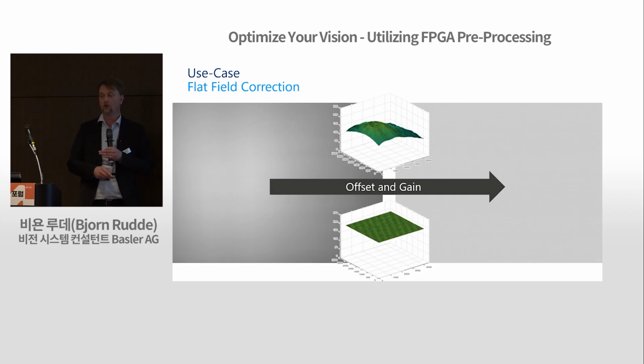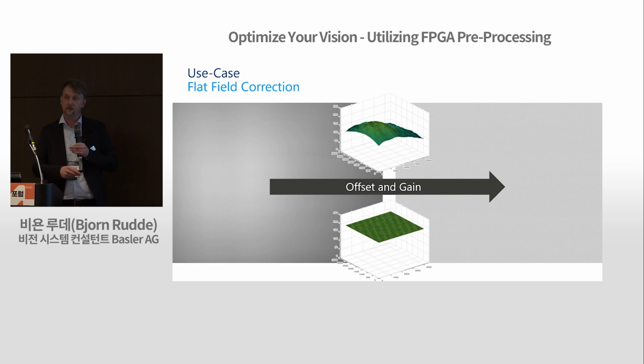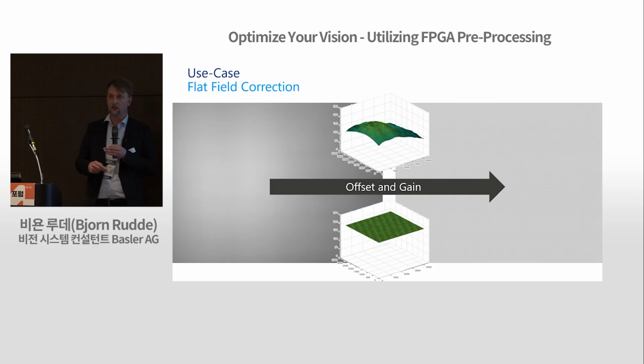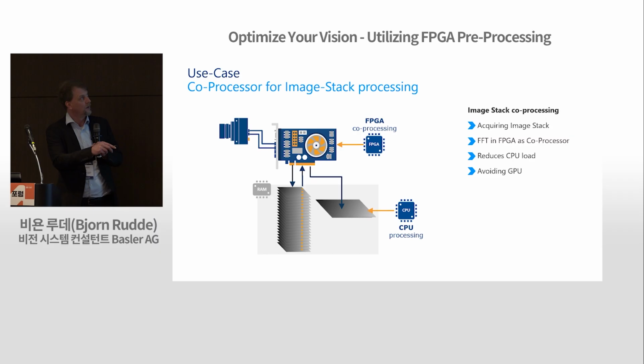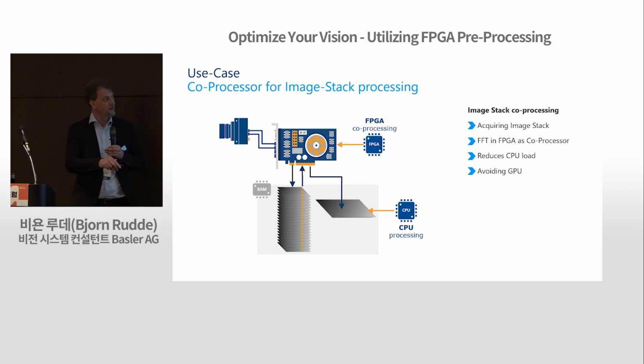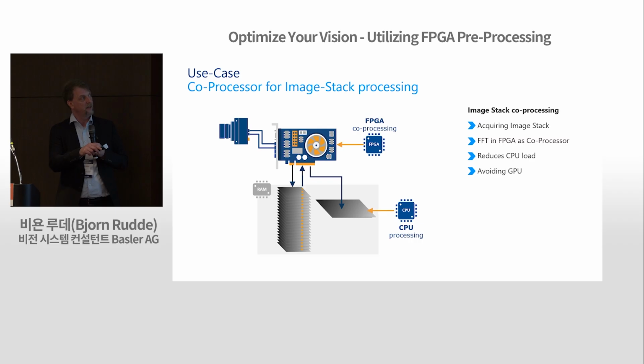Now we come to a more complicated use case. Here it's the frame grabber being used as acquisition and at the same time pre-processing device. So the camera is delivering the data into the host memory, so you can build up a stack for stack processing. And then the stack is sent back into the frame grabber in order to do on the pixel stacks that are part of the image stack some pre-processing.